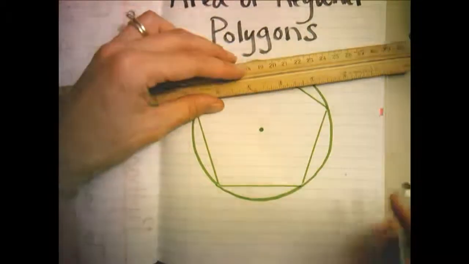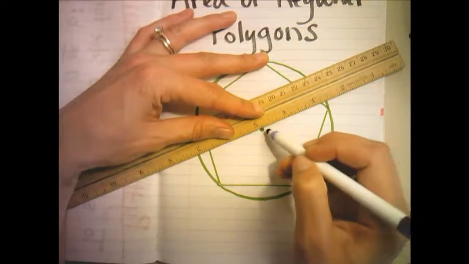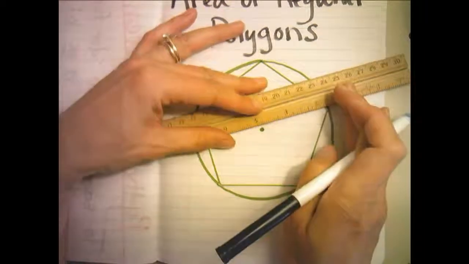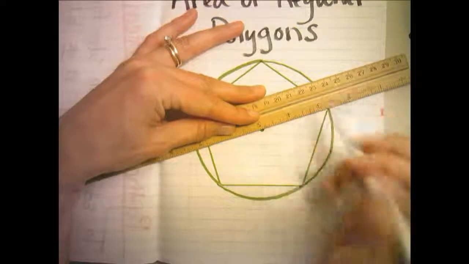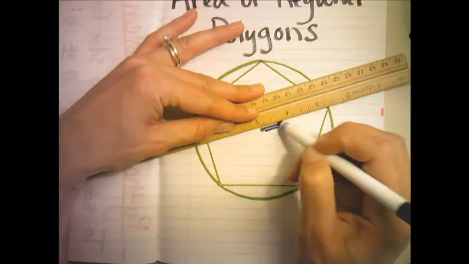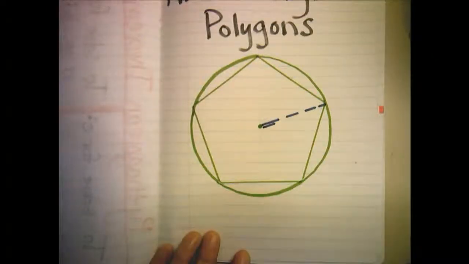Let's use your ruler to draw a straight line from the center of the circle, the center of the polygon, they both have the same center, to any one of the vertexes of your polygon. That's also going from the center of the circle to the edge of the circle. It's also going from the center of the polygon to a vertex of the polygon. What's that line called? It's called the radius.